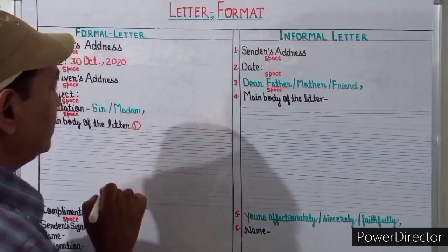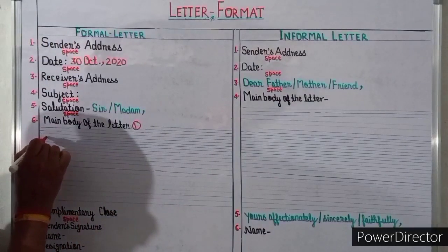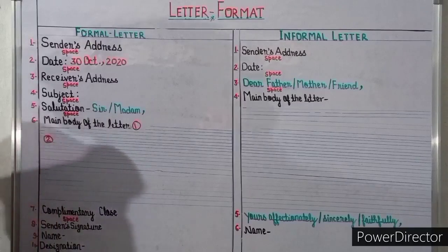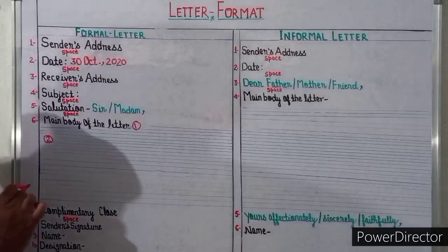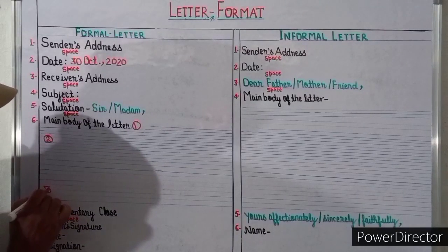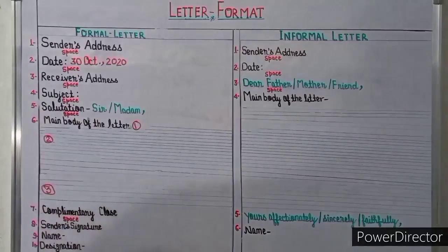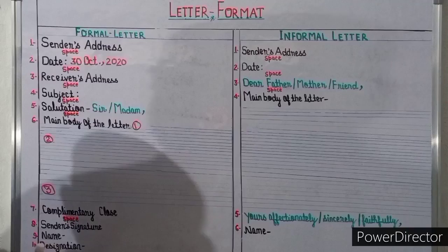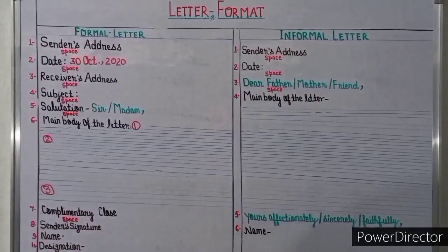The first paragraph is called the introductory paragraph. The second paragraph is the main paragraph or main body of the letter, where the main message is put. And the third and last paragraph is the concluding paragraph. Then the 7th point is the complimentary clause.